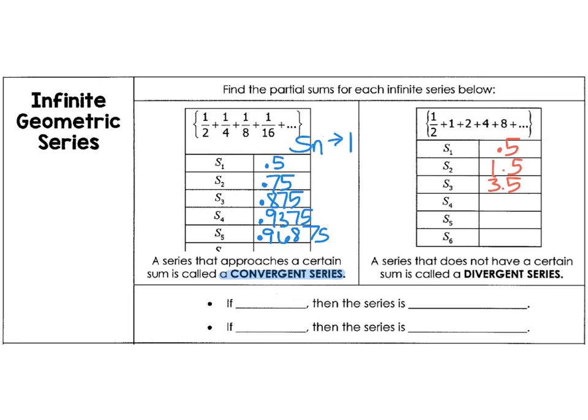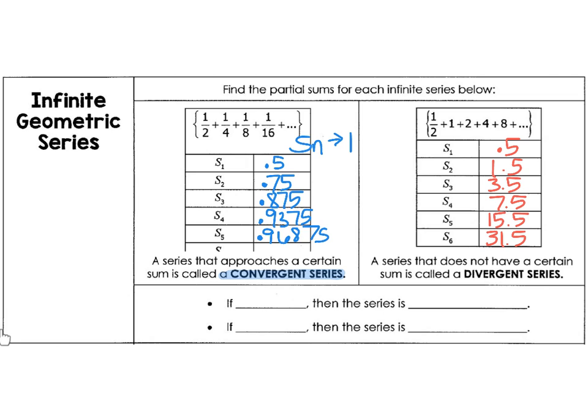Then the sum of the first four terms gives us 7.5. The sum of the first five terms gives us 15.5. The sum of the first six terms would give us 31.5. And we can keep going on and on forever. If you see a pattern here, the sums are getting bigger and bigger, and it's going to get bigger forever.